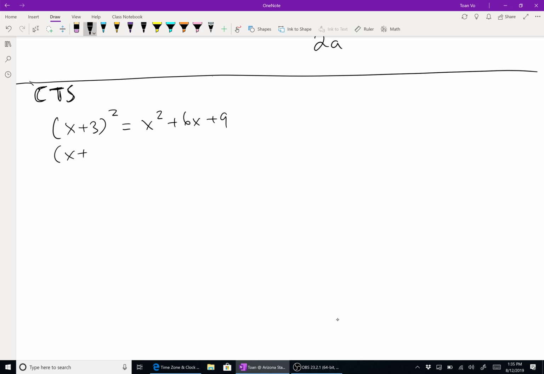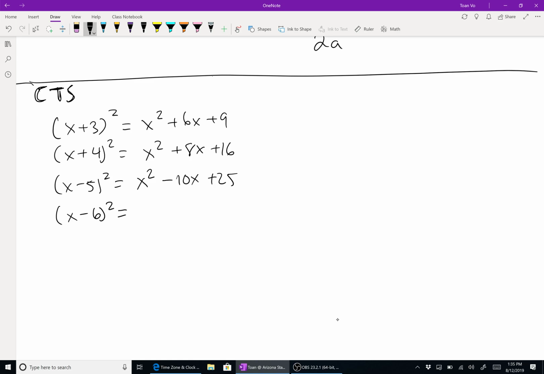Let's just do a few more. X plus 4 squared, x squared plus 8x plus 16. It doesn't have to be plus. It works with minuses. X minus 5 squared is x squared minus 10x plus 25. And let's do one more just to even out, 2 pluses, 2 minuses. X minus 6 squared, x squared minus 12x plus 36. Okay.